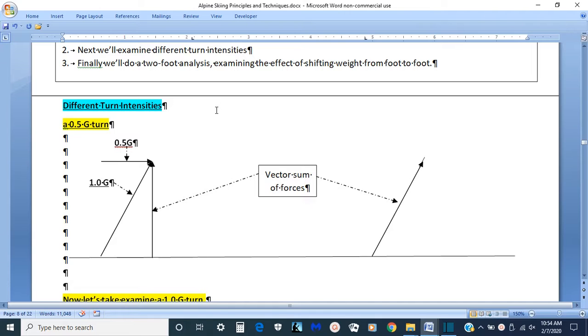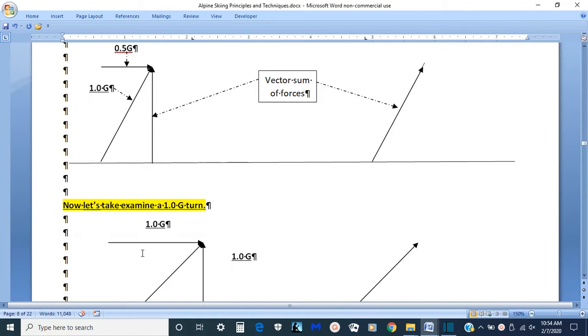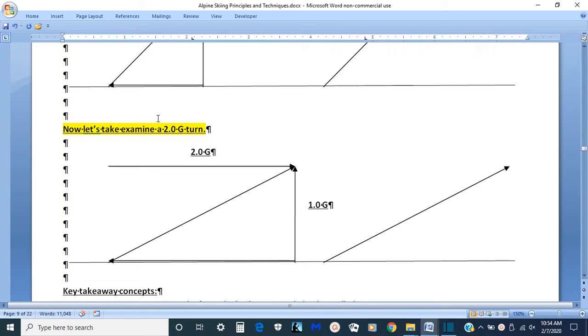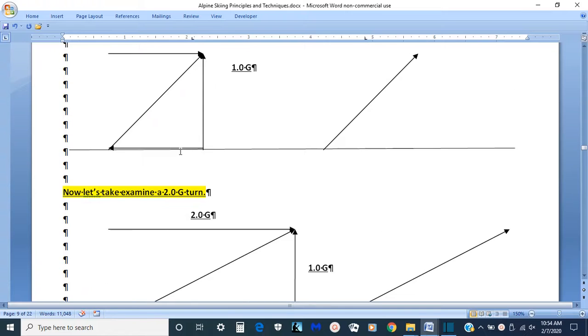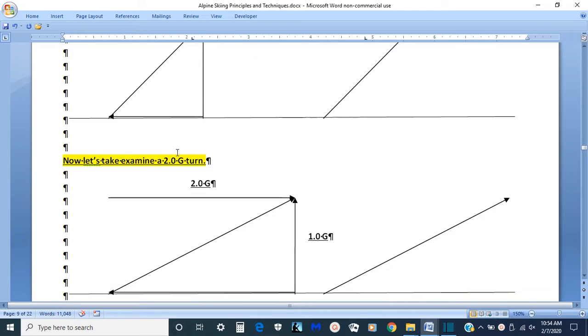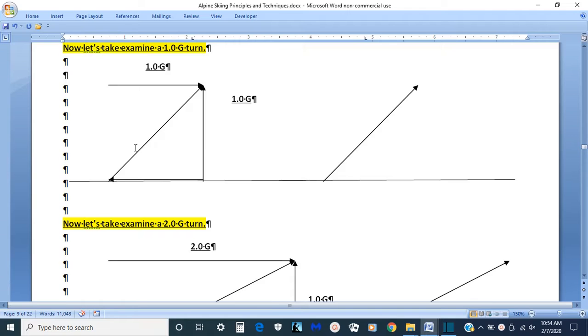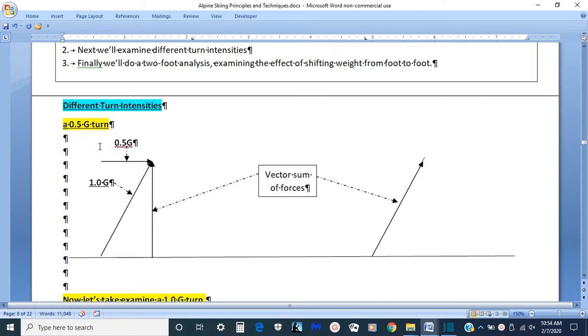So now we'll talk about turn intensities. This is the easiest turn, half a G. Here's 1 G, then here is a 2 G turn, which is a pretty serious turn. Ski racers are doing this quite a bit. Maybe not too many recreational skiers, but it's possible. So again, half G turn. Here is 1 G, this is your body weight. Half G turn.